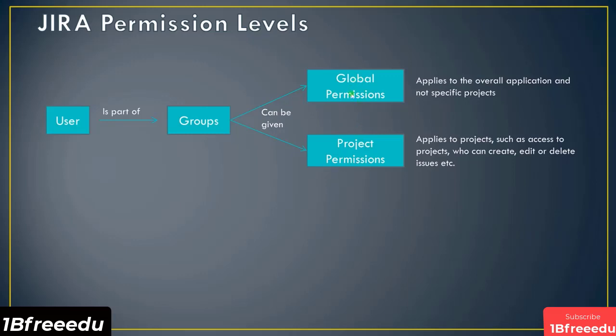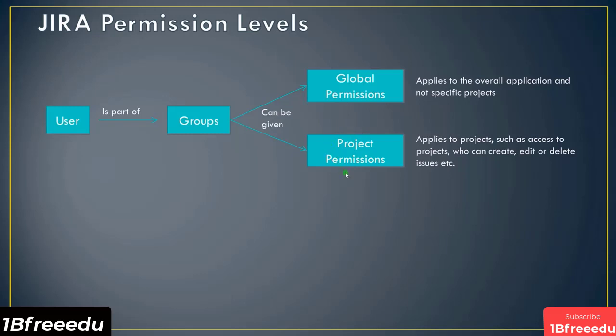You've got the global permissions, which apply to the overall application. And we'll take a look at some examples of global permissions that you can set. And then there are project-specific permissions, which apply only to each project. Some examples of these permissions are whether you can even access the project, or if you can create, edit, or delete issues, comment on issues, upload attachments, things like that. And for each project, these permissions can be given to different users or groups.